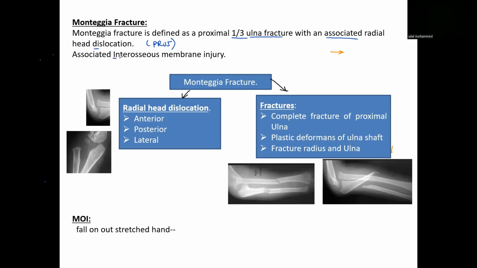And there is associated interosseous membrane injury. So we have Monteggia fracture. Monteggia fracture, as I told, there are two components. One is they affect the radial head, they affect the ulna.